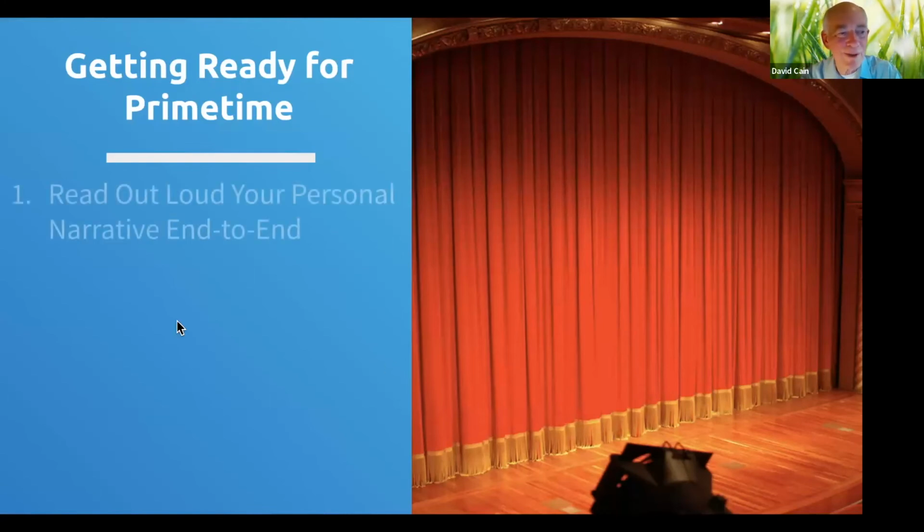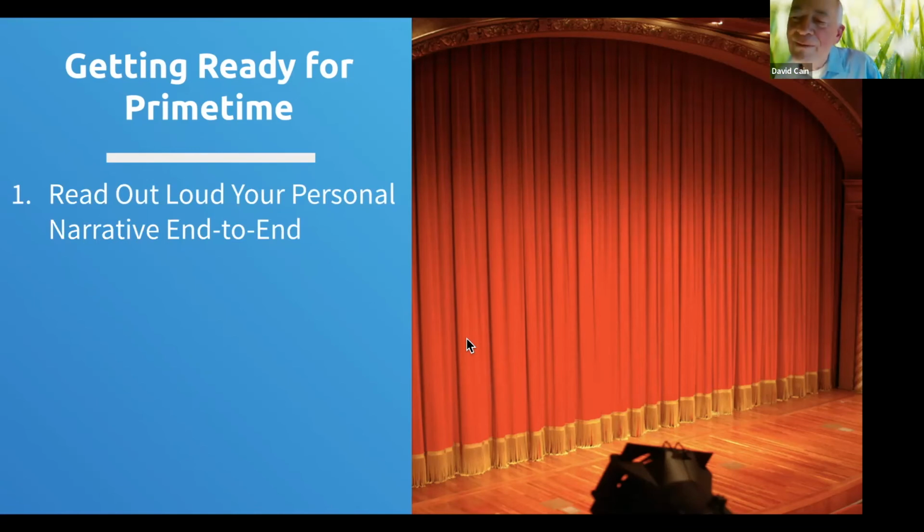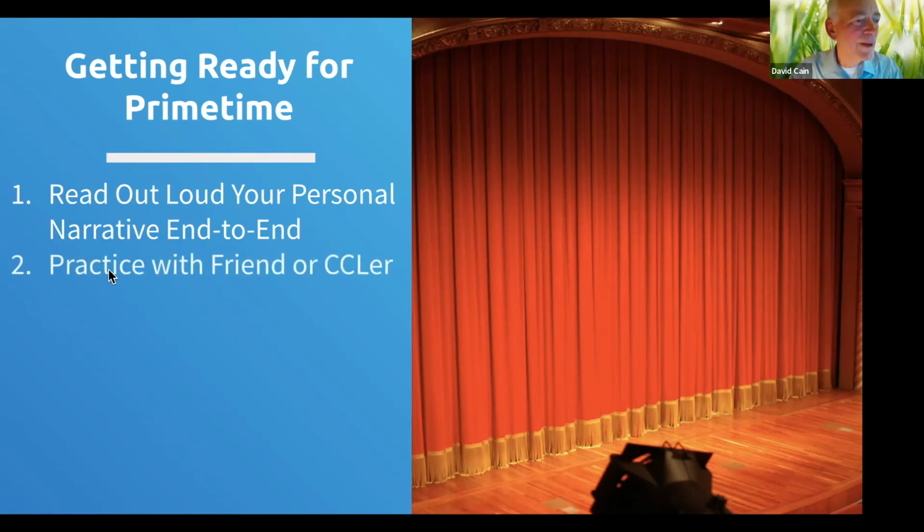So the first step is write out your narrative using the worksheet, narrative end to end, and read it out loud to yourself. Does it make sense? Does it have flow? Are you anticipating the next story point? Are you revisiting the important points of the early part of the session so it's building? The next step, practice with a friend or CCLer, just telling that story. It could be someone you could debut at a chapter meeting.